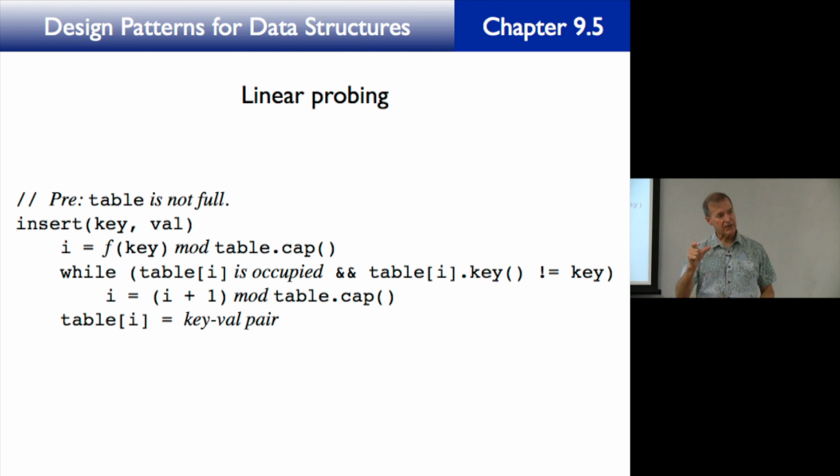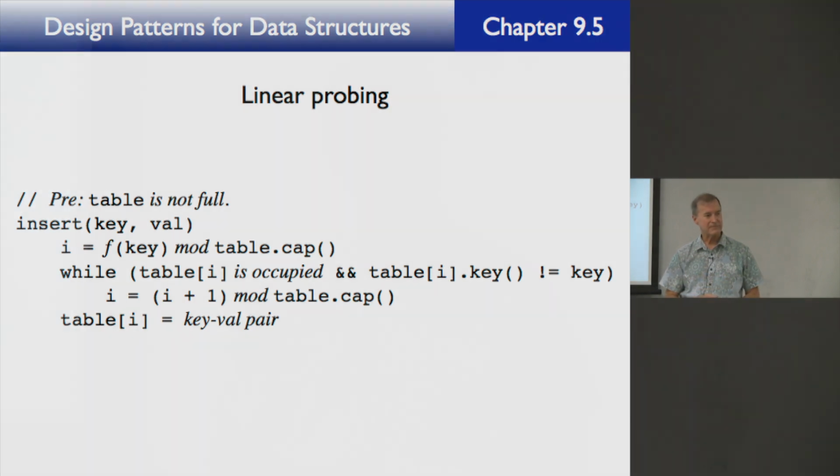In other words, if we hash it to a place and it is not occupied and the keys are equal, then we terminate the loop and table sub i gets the key value pair, which in effect overwrites the value with the same key. Okay. All right, I get you. Because it's full, but it has the same key. Right. Now, does everybody see how that works?